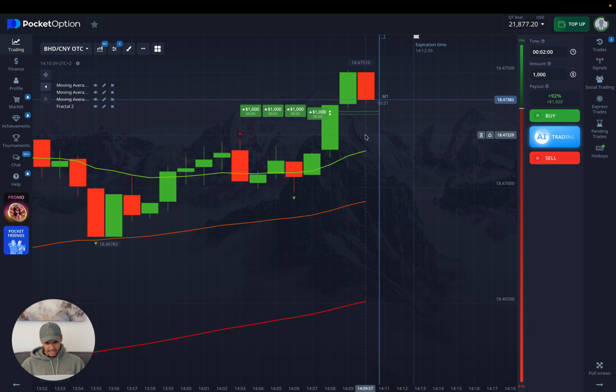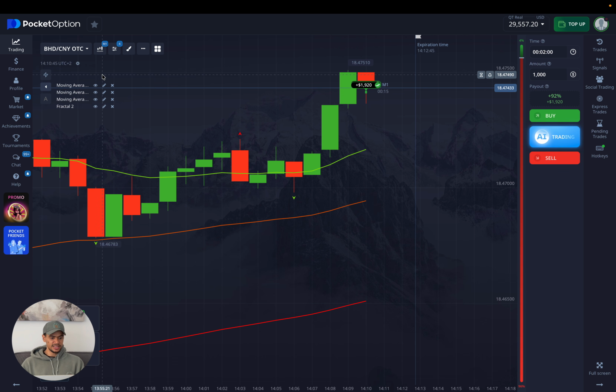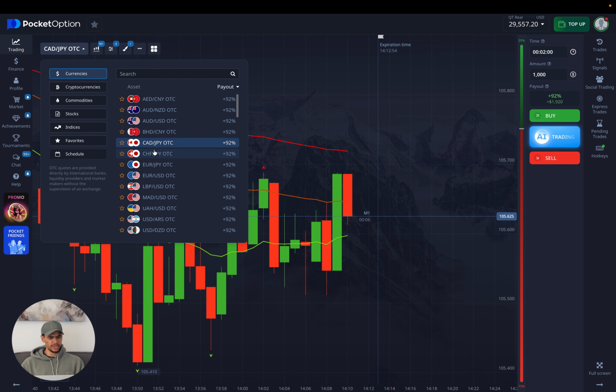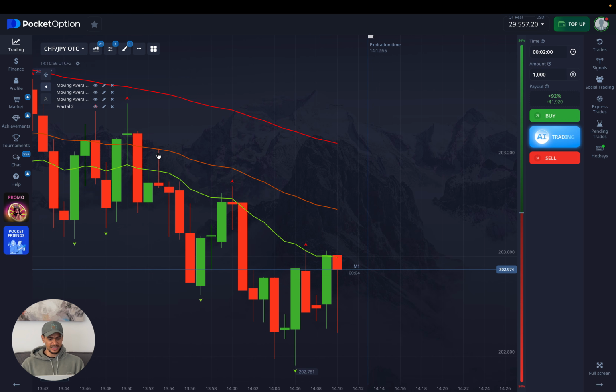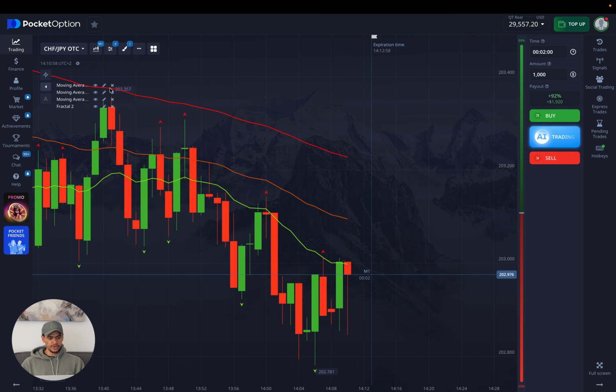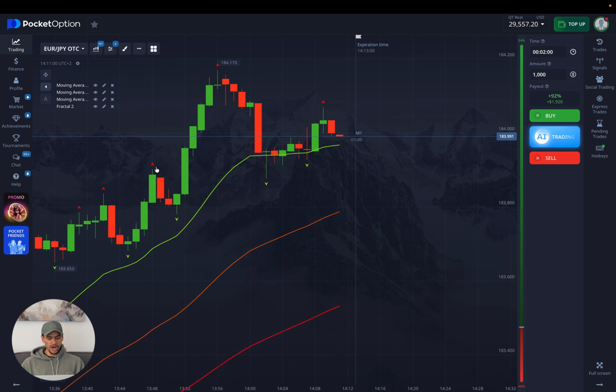The price kind of starts to push back down, but I don't think it has enough time here, so we're securing all the profit. There it is. This strategy will perform well on any market, OTC, real market, it does not matter. All that matters is that you follow the structure of the strategy.